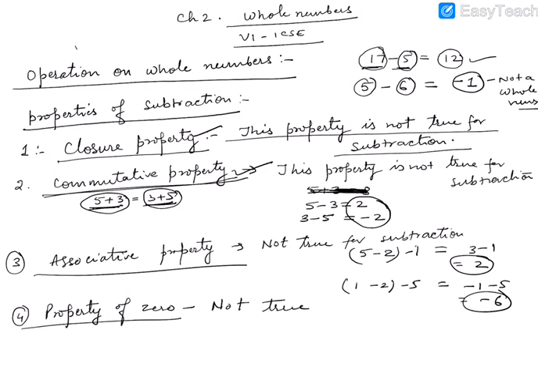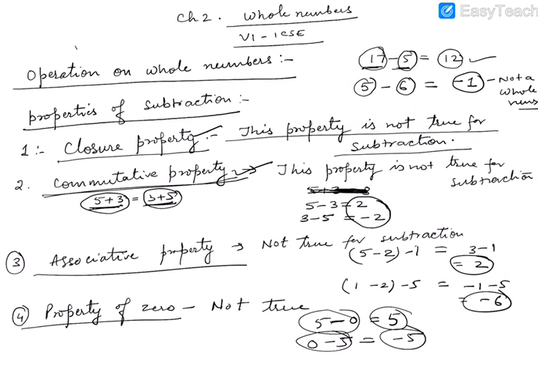Property of 0 is also not true for subtraction. You can see 5 minus 0, sorry, 5 minus 0, you will get 5. But if you write 0 minus 5, it will be minus 5. So when we are changing the sequence of 0, then also the result is not the same. So it is not true for property of 0 also.